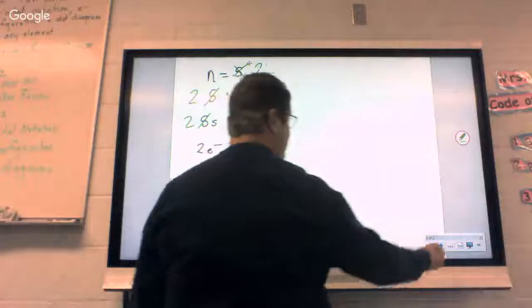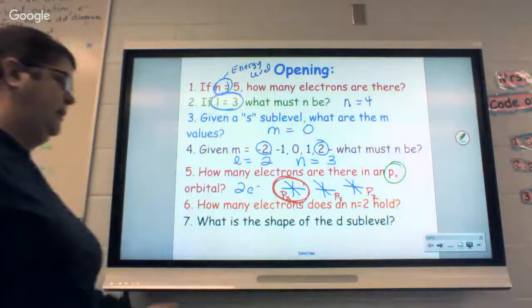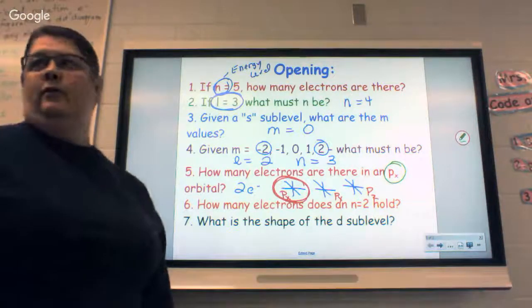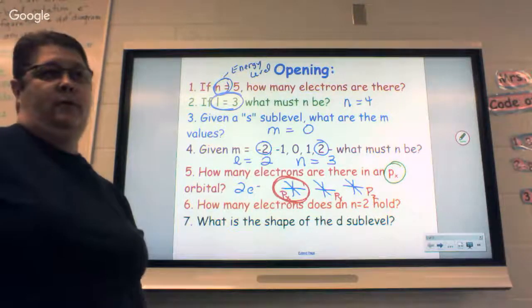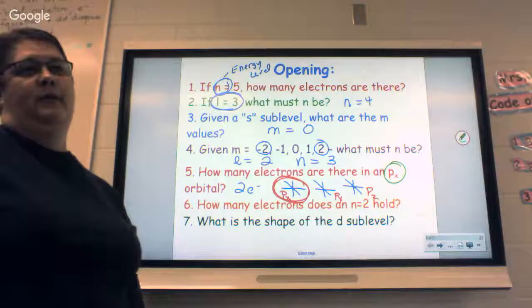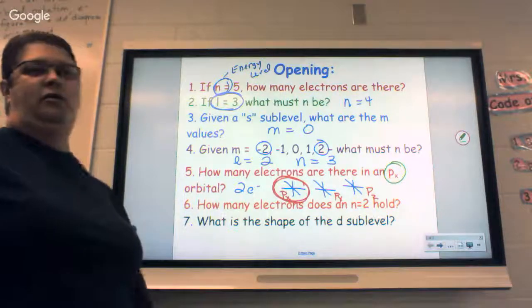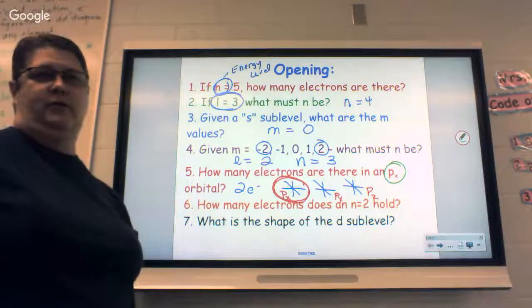All right, so the last one said, what's the shape of D? Four lobes. F is a flower. Yes. Peanut. You can call it a peanut, you can call it two lobes, you can call it a dumbbell. Any of those are fine.